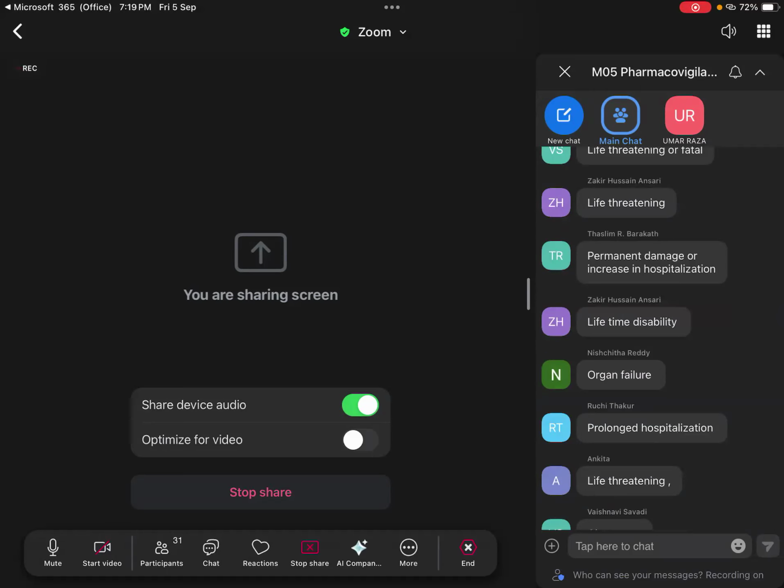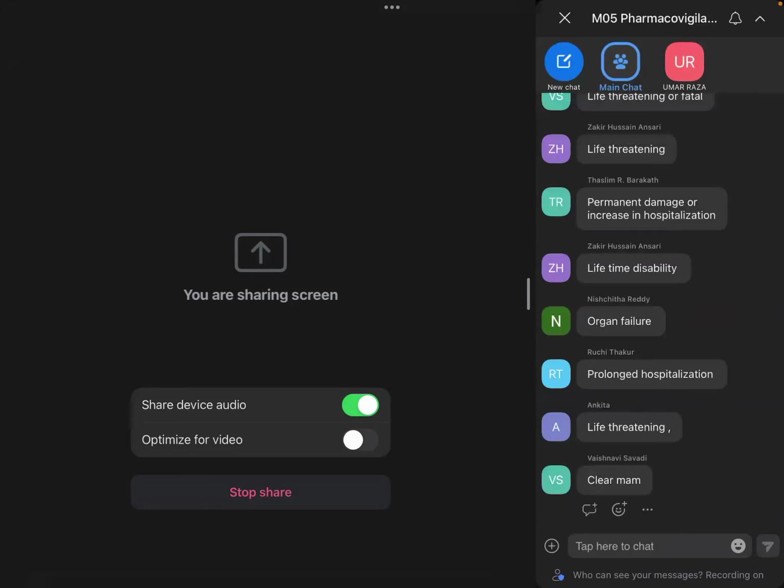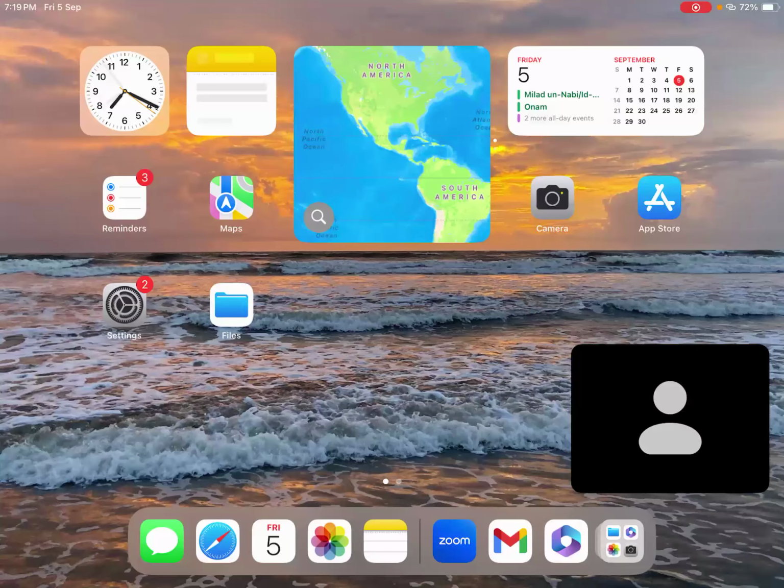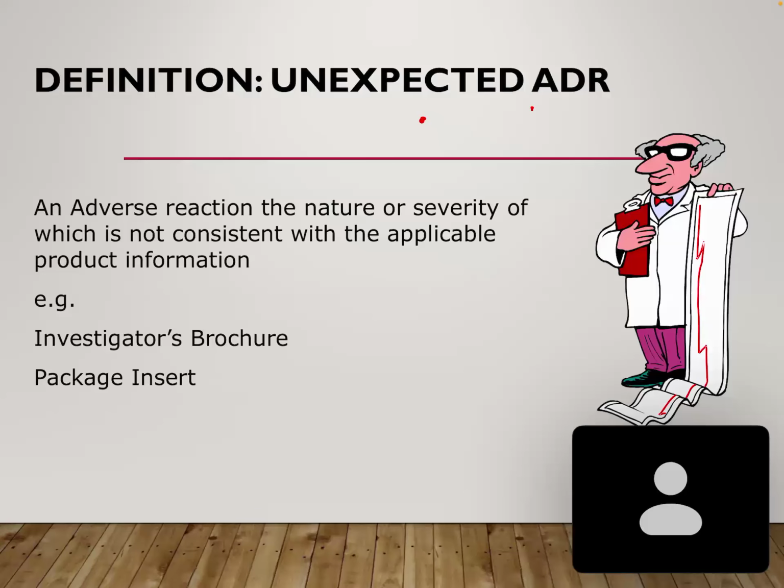So today I'm also giving you one homework. After our class, please revise. If nothing else, at least revise ADR essays. Okay, let's move. This is the definition. I'm taking a small pause. You can go through it.